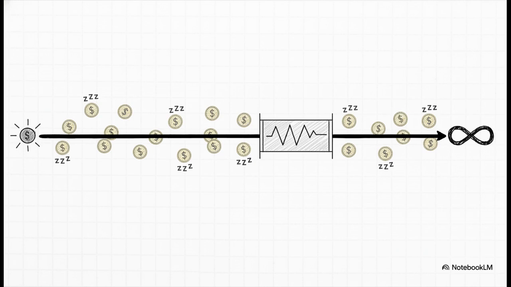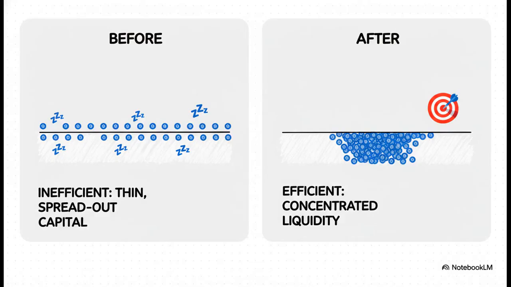Imagine you're a liquidity provider. You had to spread your money out across every single possible price from basically 0 to infinity. And guess what? Most of that cash just sat there, completely dead, never getting used. And that's what led to this game-changing idea called concentrated liquidity, which Uniswap v3 really pioneered.